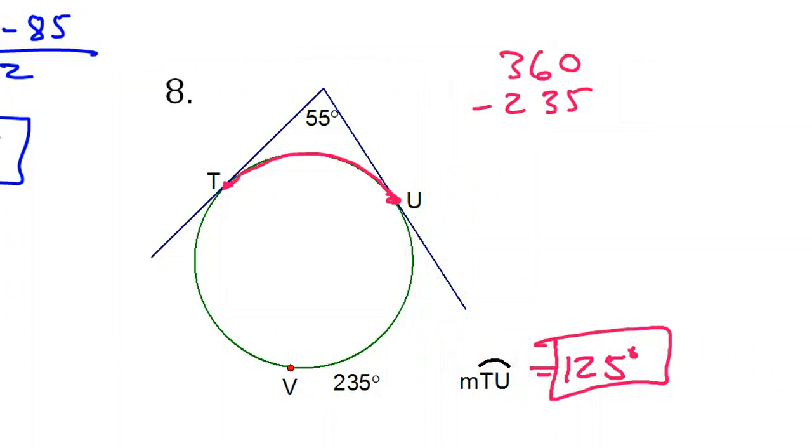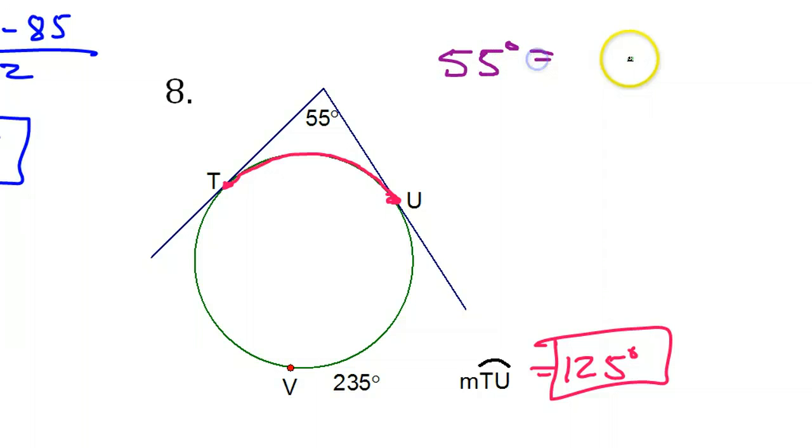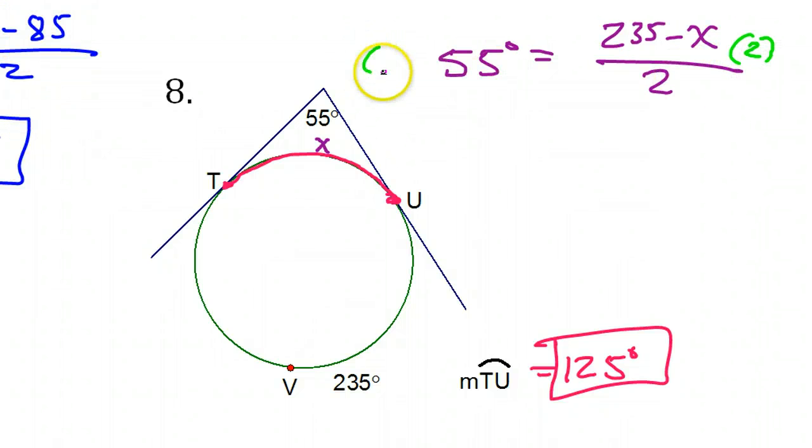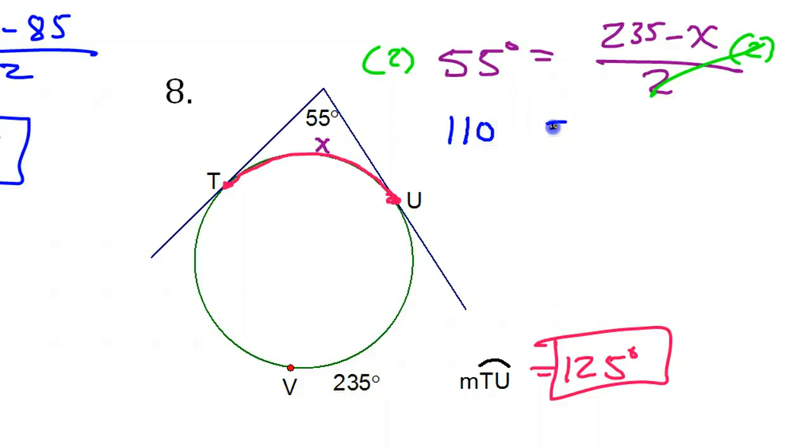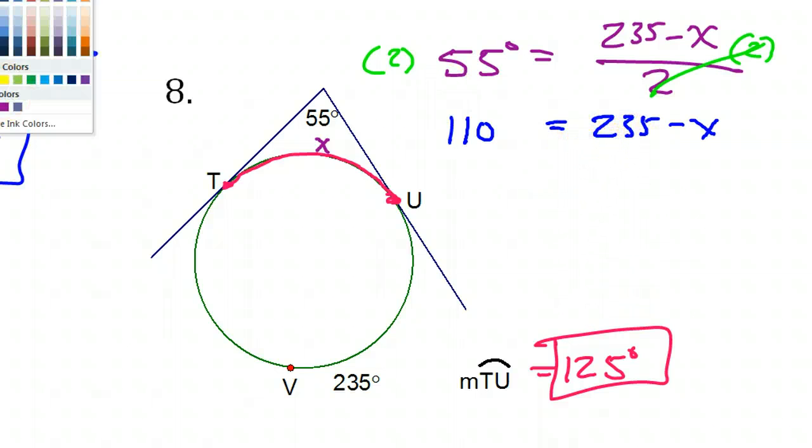All right, I think we were supposed to use the formula. Let's just do it for fun and see if we get the same answer, which we should. The formula would have said the angle, which in this case is 55 degrees, would equal the big arc minus the small arc divided by 2. Now the big arc is 235. The small arc, we'll call it x. So let's solve this equation. To solve this equation, we would have multiplied both sides by 2. 2 times 55 is 110. So we would have had 110 is equal to 235 minus x.